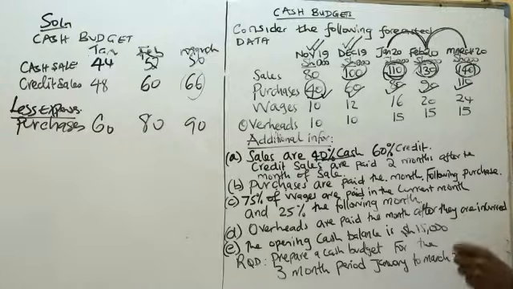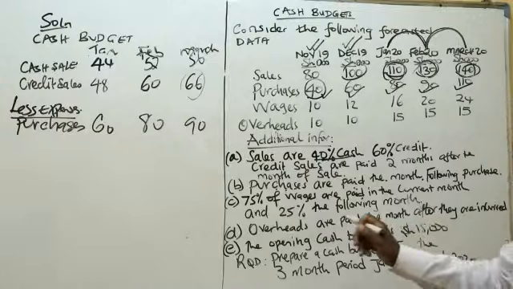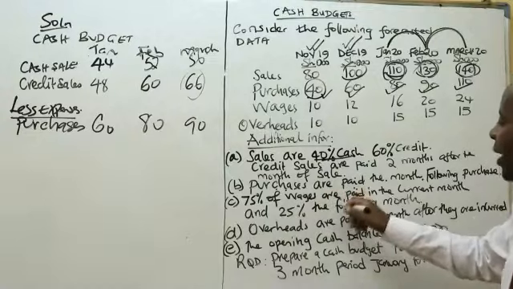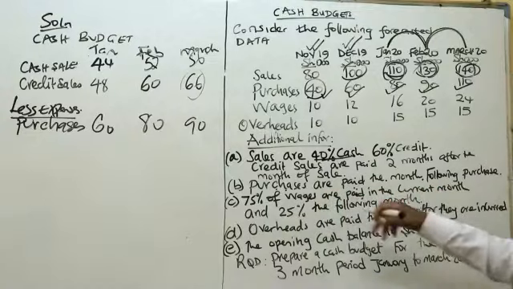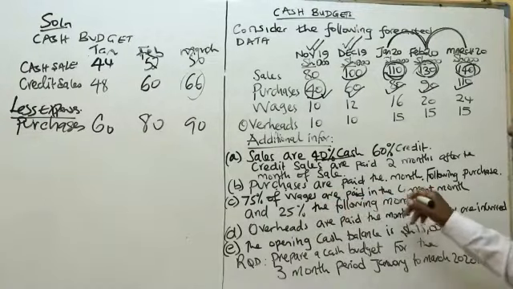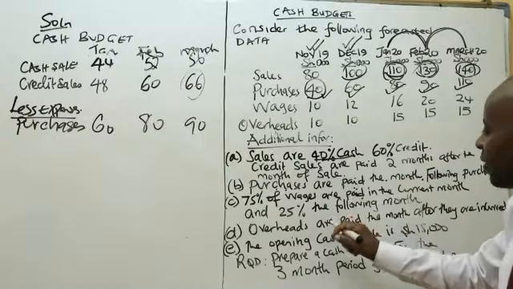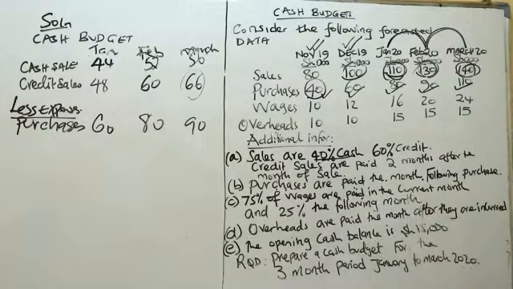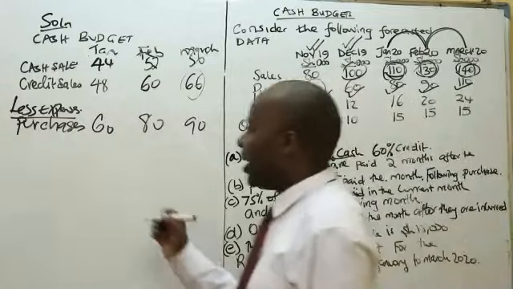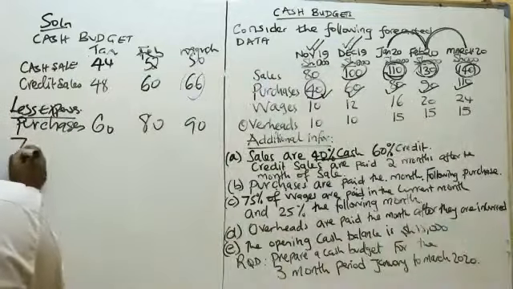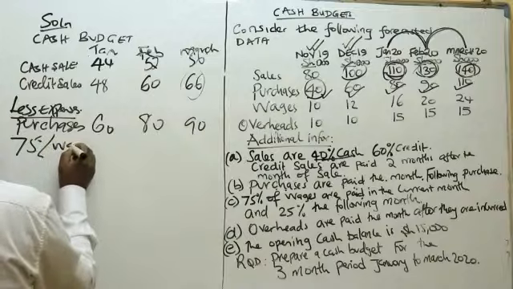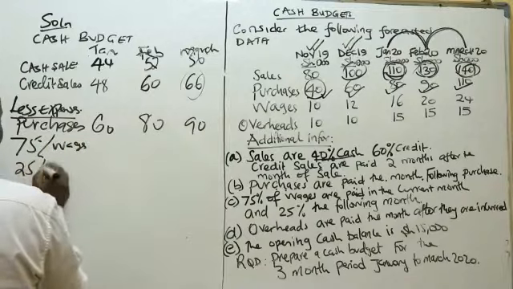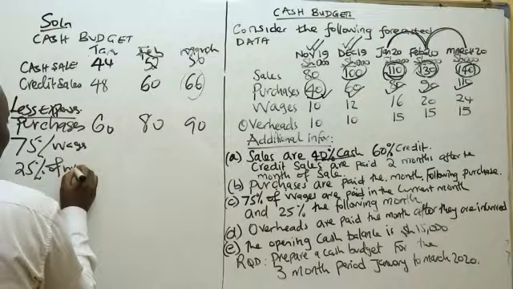Now go to wages. We are told 75% of wages are paid in the current month, and 25% in the following month. So I would want you to give me this 75% of the wages, and then we have a row here for 25% of wages.